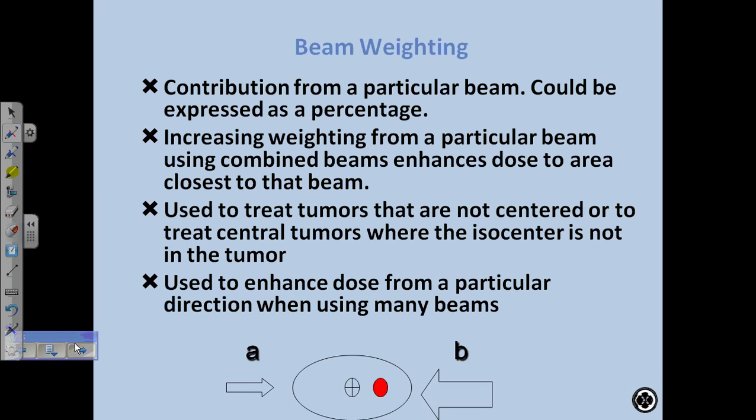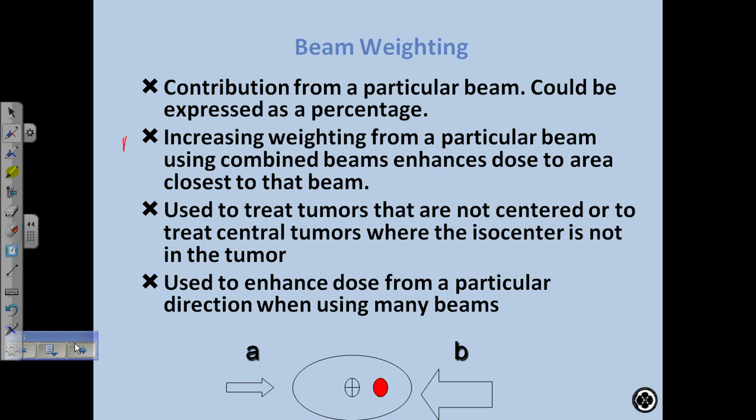Okay. So beam weighting, contribution from a particular beam could be expressed, well, I guess you could leave a period there. Beam weighting has to do with how much each beam is contributing to the dose. And it could be expressed as a percentage. So increasing weighting from a particular beam, including combined beams, enhances dose to the area closest to that beam. So if you have an APPA beam and you increase the AP, you're going to get more dose in the AP area.